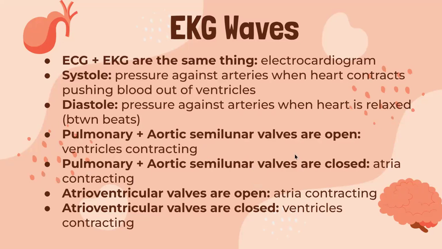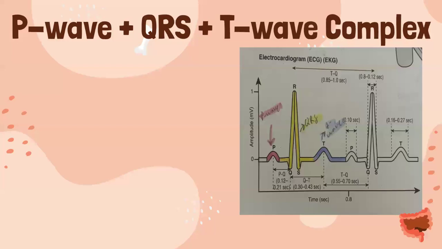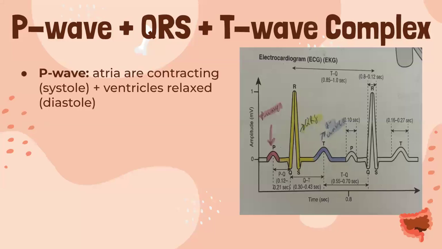So opposites equal the same thing, contracting. All right, now we're going to look at the P wave, QRS, and T wave complex. The P wave is going to be this little pink wave over here. During the P wave, your atria are contracting, so they're in systole, and your ventricles are relaxed. They are in diastole.